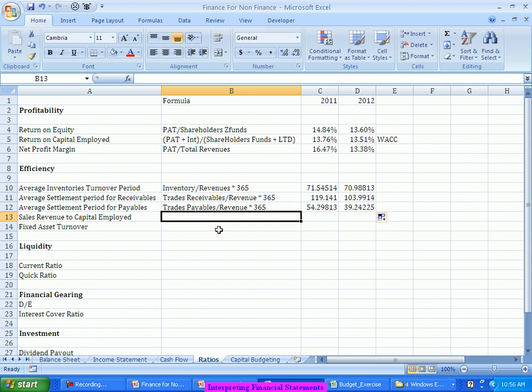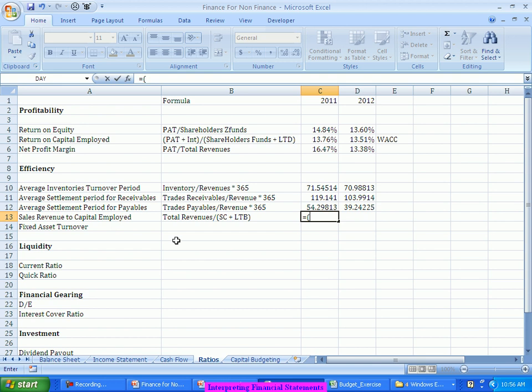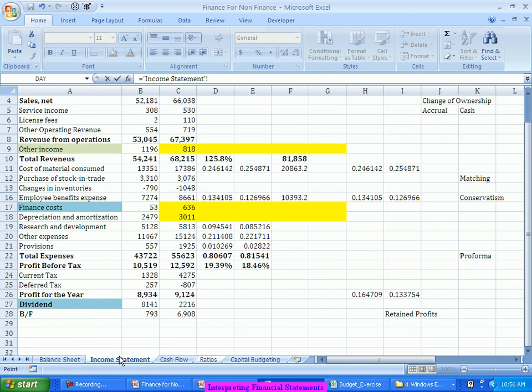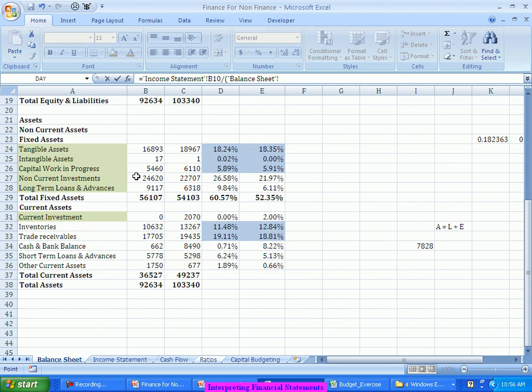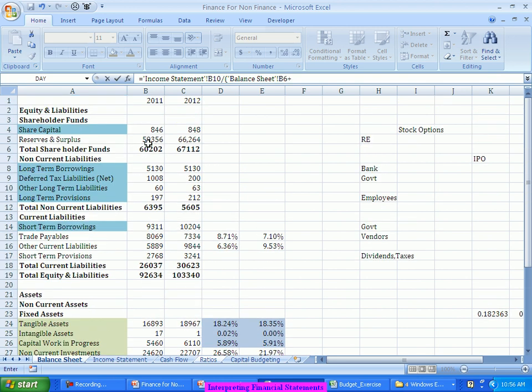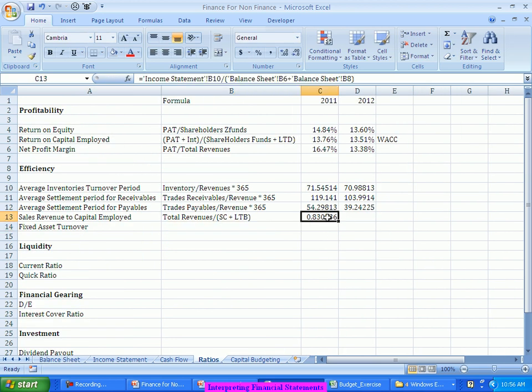So that's where I will talk about total revenues divided by total capital employed, which is shareholders' capital plus long-term funds. So I'm taking it as total revenues divided by the shareholders' capital plus the long-term loans. So it is saying almost 0.83. It's not even full, but it has improved. For every 1 rupee which people have invested in the company, it is able to sell for 94 paisa.